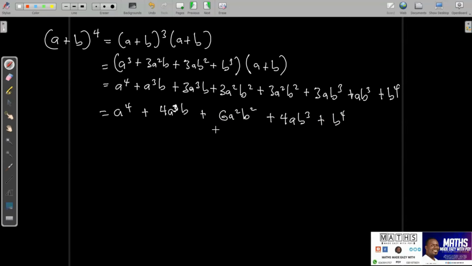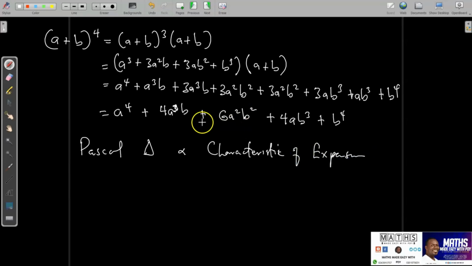Yes, sir. So with the idea of Pascal triangle and the characteristics of expansion, then you should be able to expand any binomial term raised to a positive exponent. Any binomial term raised to a positive what? Exponent.